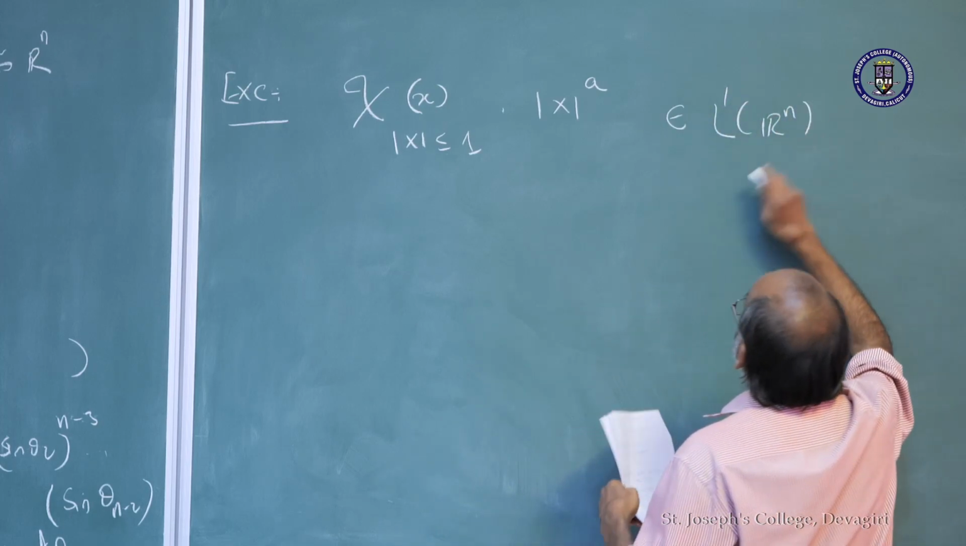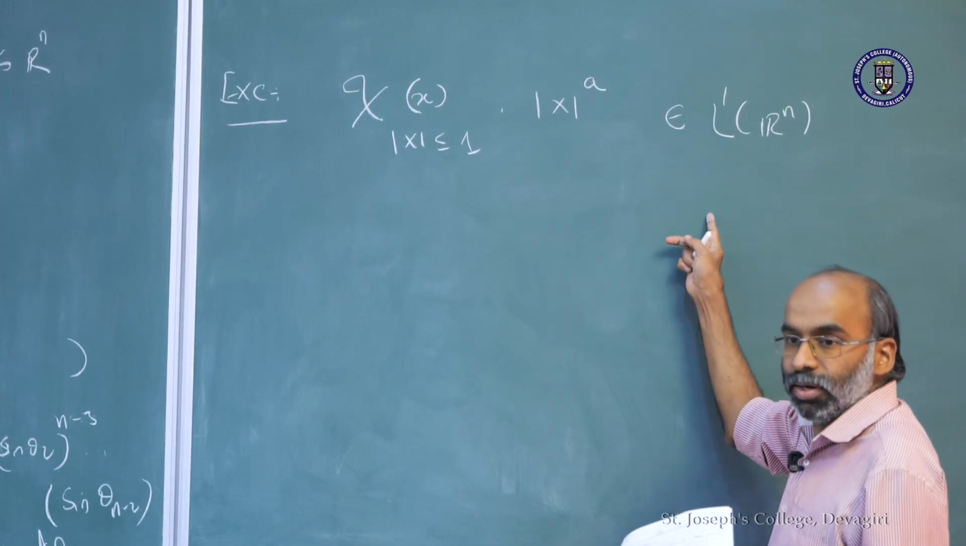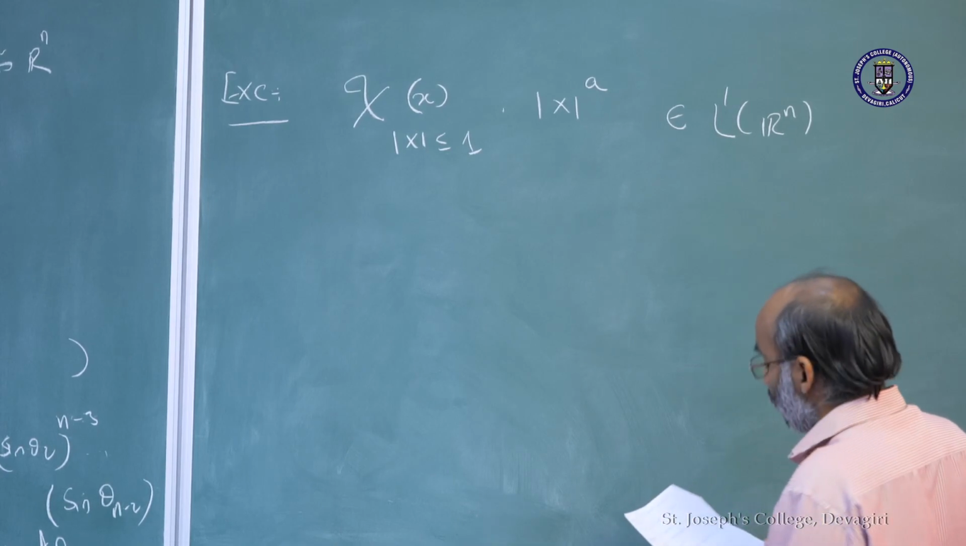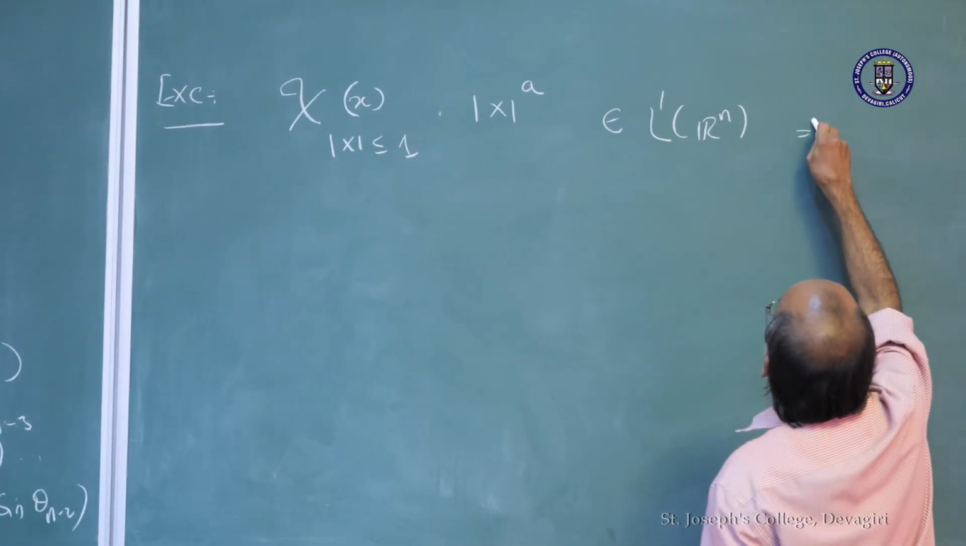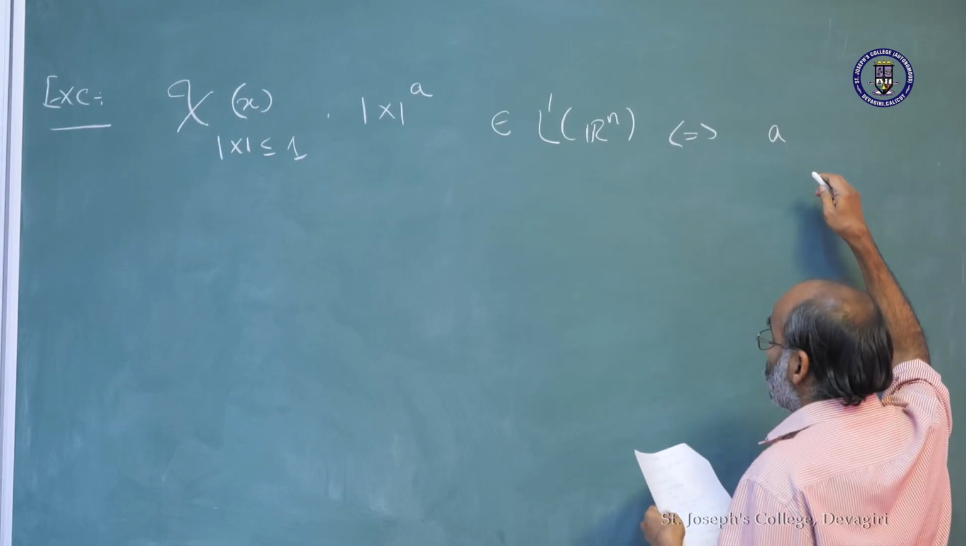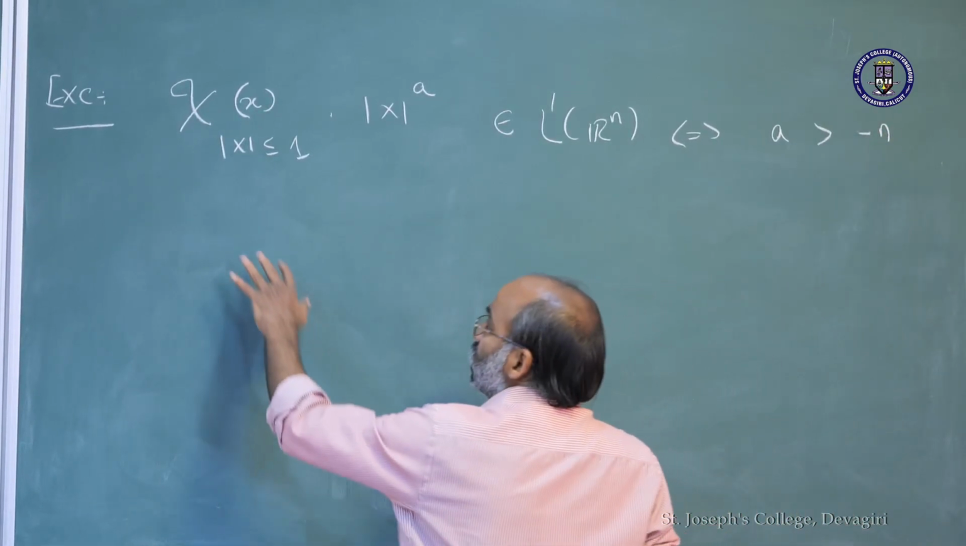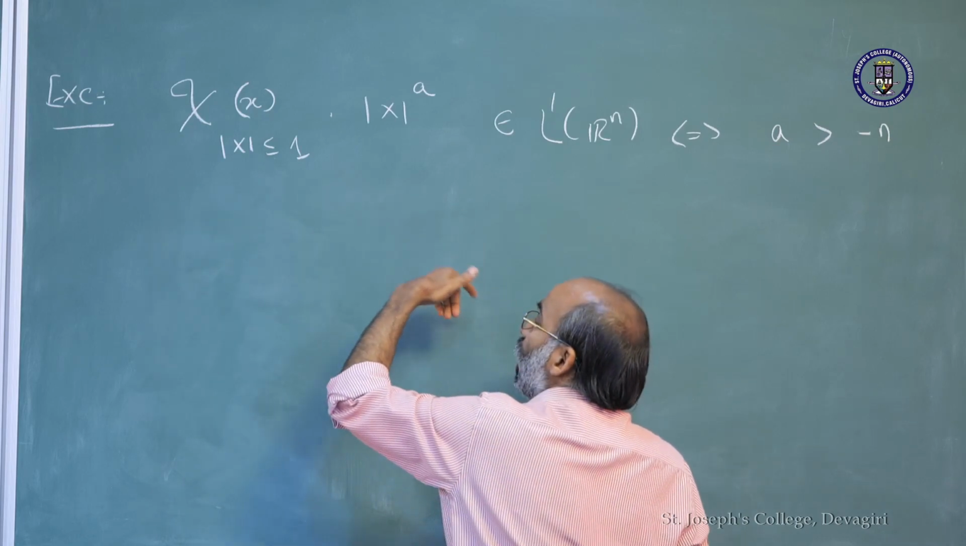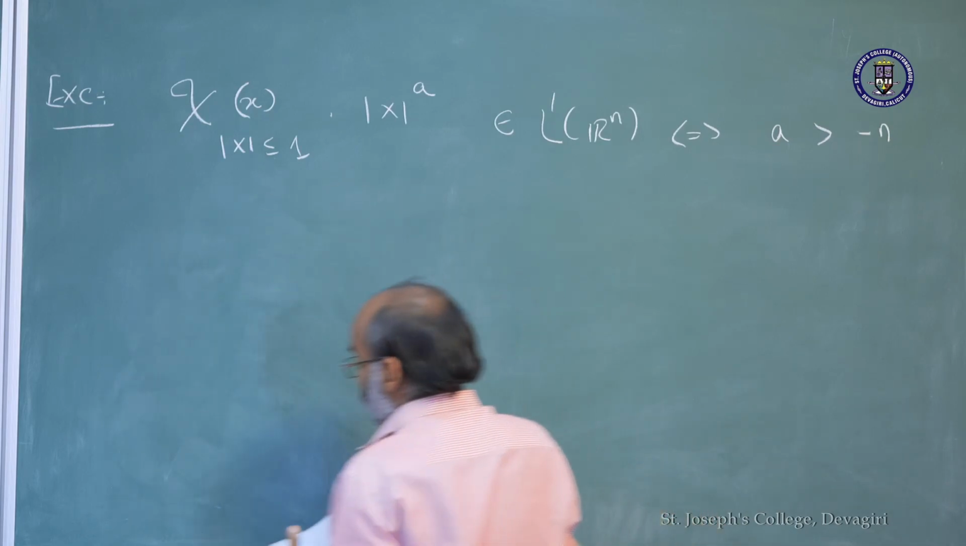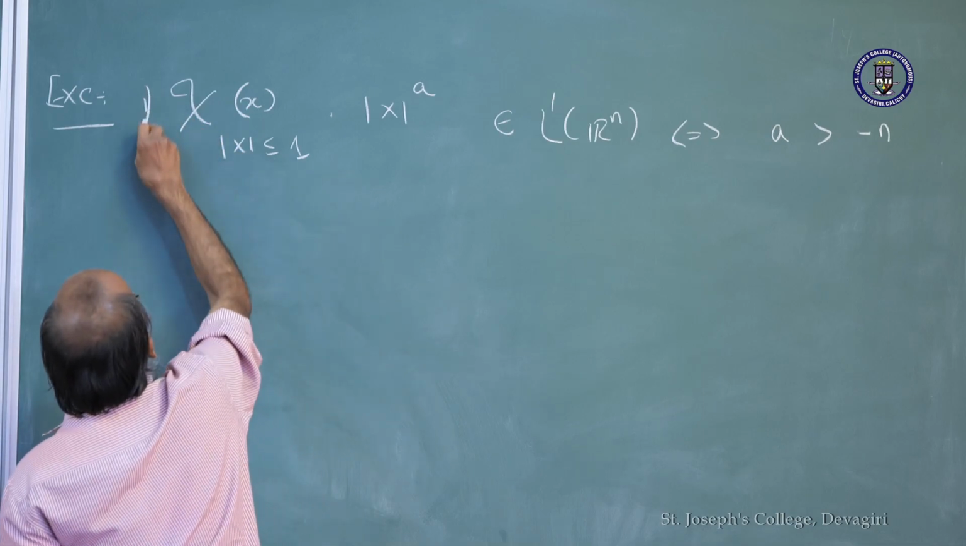So, I assume that you are all comfortable with L1, right, Lebesgue integrable functions. This happens if and only if a is greater than minus n. Okay. Well, so this is near 0. At infinity, it behaves exactly the opposite way. So, let me write down that as well.